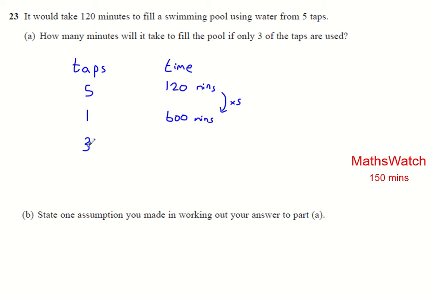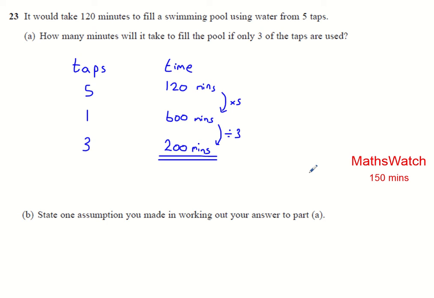If we then have 3 taps, the work of that one tap can be split equally between these 3, which means that we can divide that 600 by 3 to work out that 3 taps will take 200 minutes. And that's our answer.